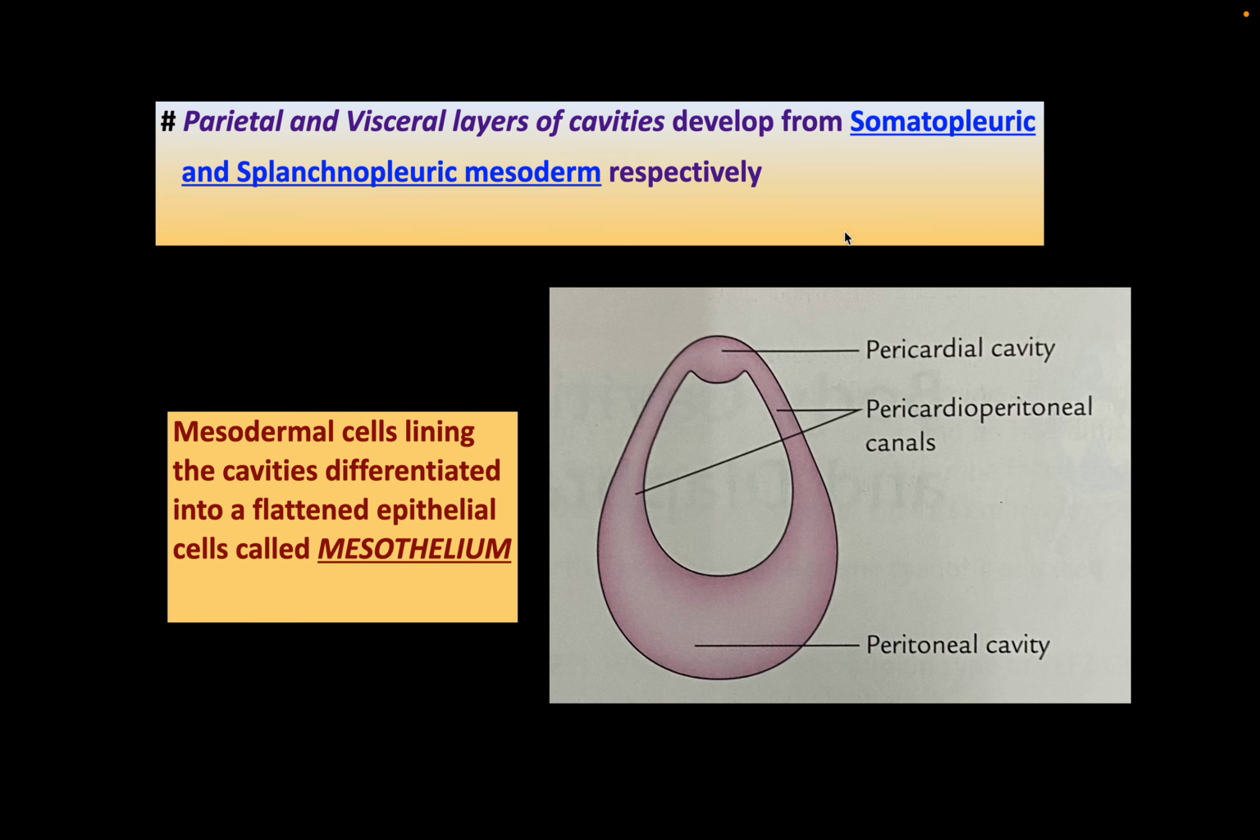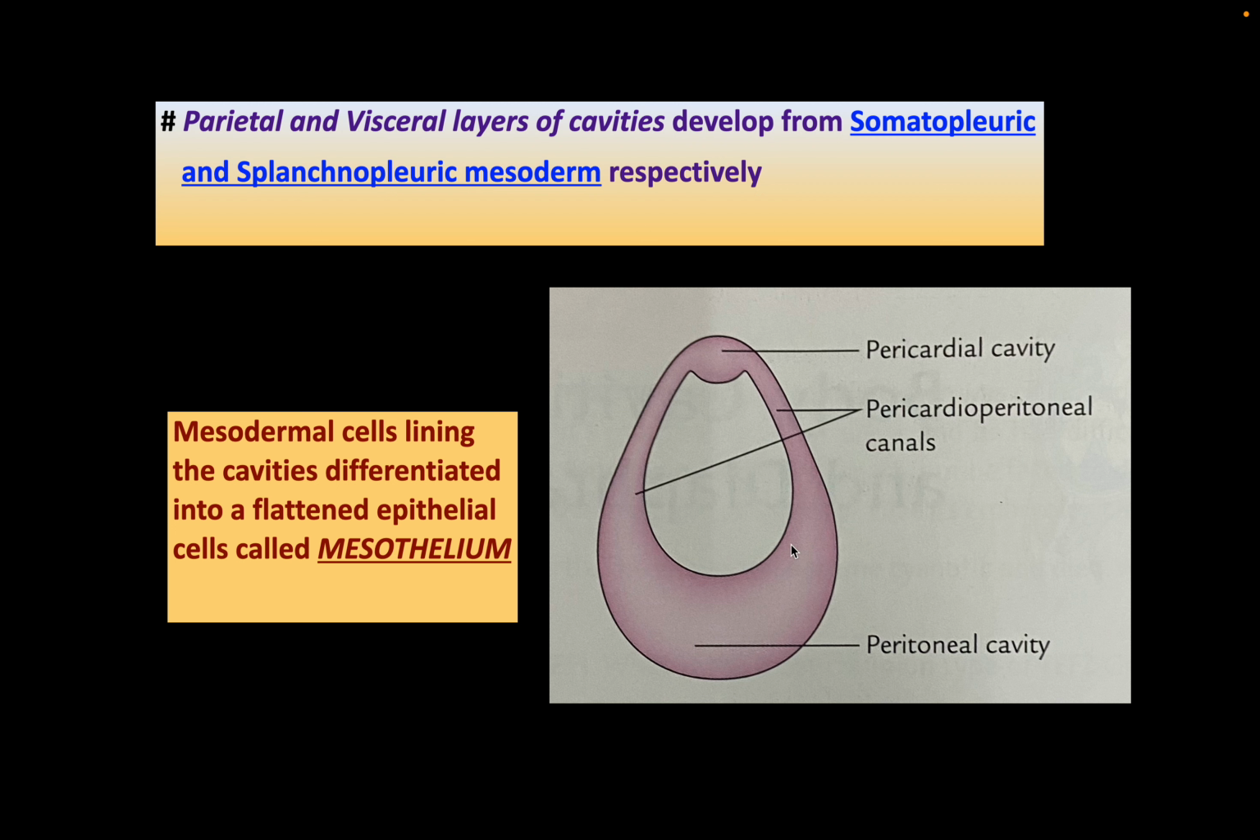Now parietal and visceral layers of cavities develop from somatopleuric and splanchnopleuric mesoderm respectively. Mesodermal cells lining the cavities differentiate into flattened epithelial cells called mesothelium. So this is the broad outline of how the different cavities develop. Now if a question comes on the development of the various cavities, the three important cavities of the body are pleural, pericardial and peritoneal.